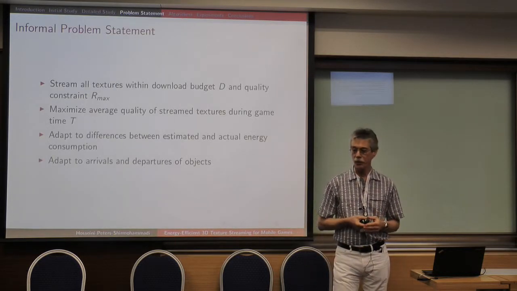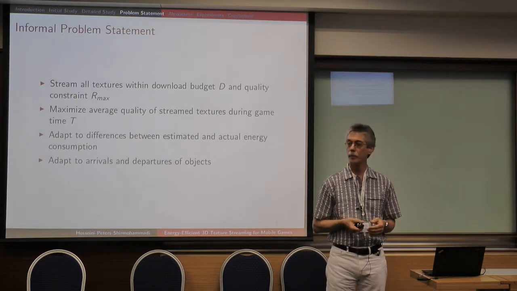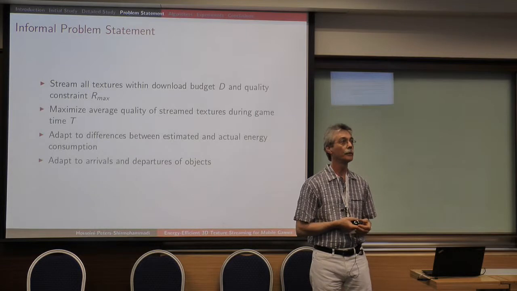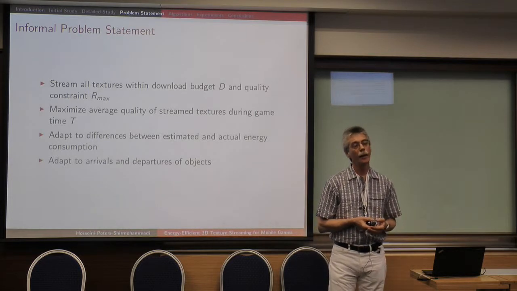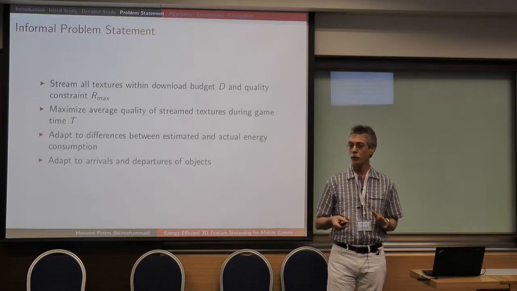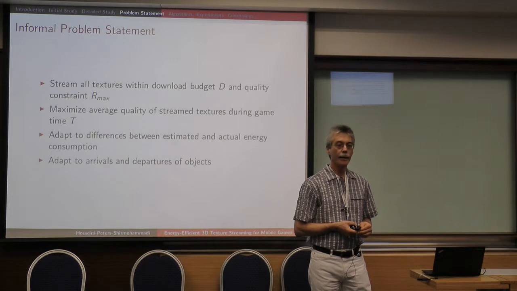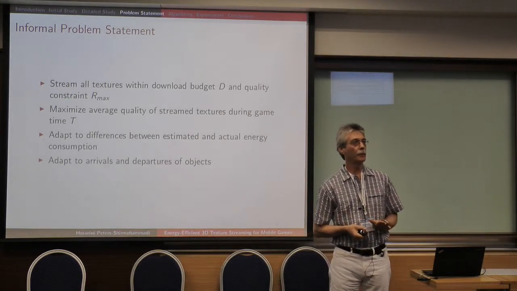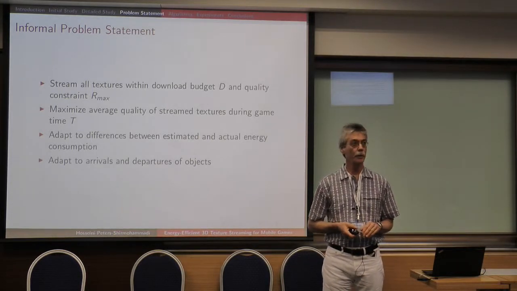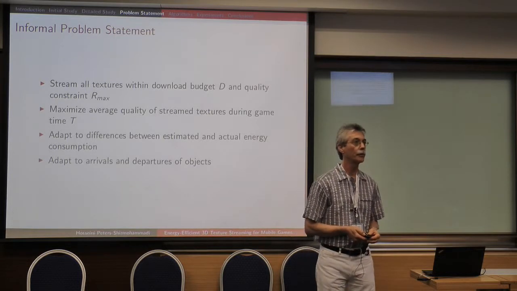So the problem statement is to stream all the textures within the download budget and a quality constraint specified by the user, and maximize the average quality over the duration of the game. And in the process, we're going to have to adapt to differences between estimated and actual energy, and we're going to have to adapt to the arrival and departure of objects and textures.